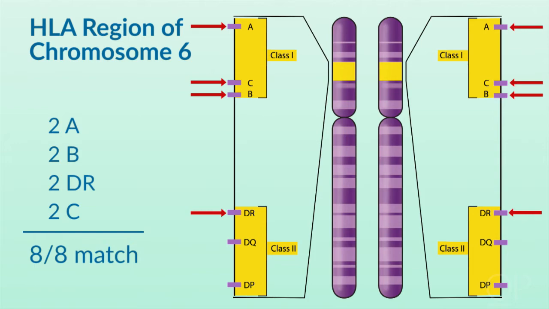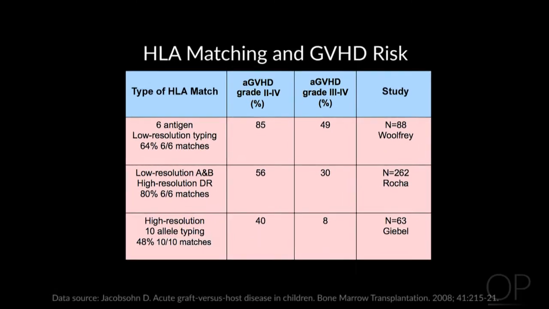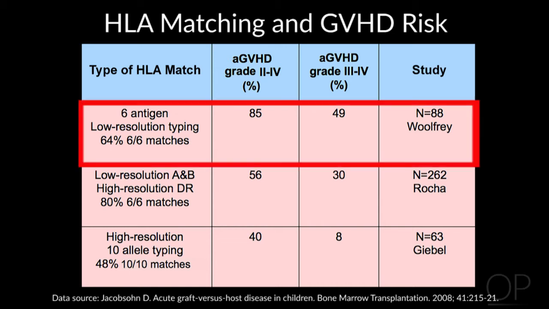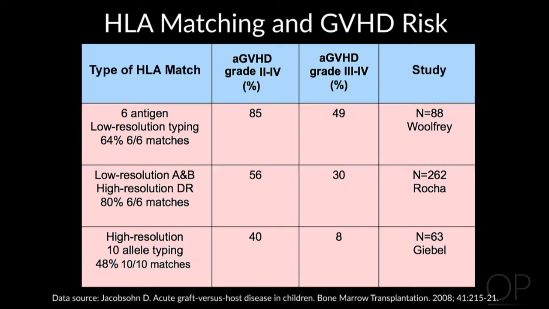This is extraordinarily important, and these are old studies that demonstrate the importance of the matching. So in the first column, we see the type of matching. So antigen matching, which is done using antibodies at a low resolution level. In the first row of the studies by Dr. Wolfrey, they had 6 antigen matching, low resolution, so antibody only matching, and 64% of the patients matched at 6 out of 6 places. That, based on that low resolution typing, had an 85% acute graft-versus-host disease rate. Then when we think about the higher grades of graft-versus-host disease, it was almost 50%. And this is a population that included children and adults.